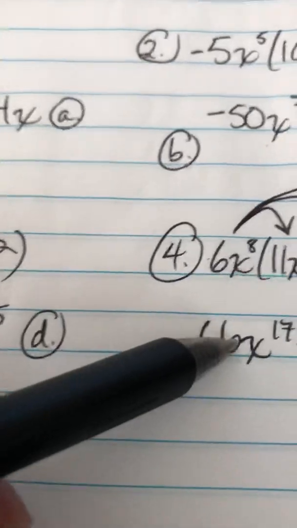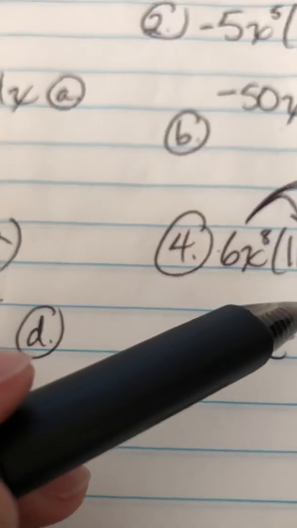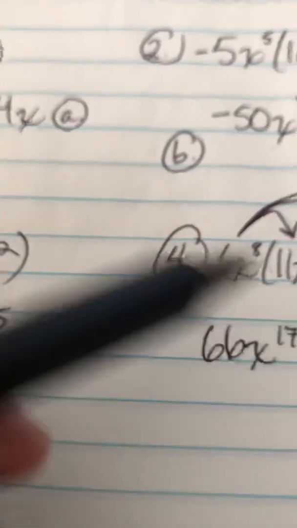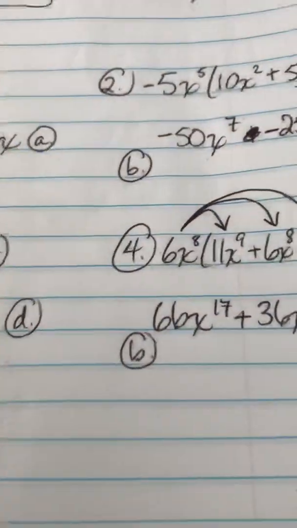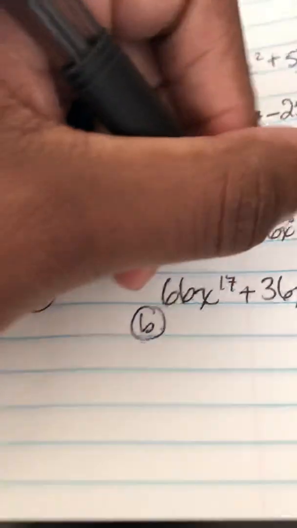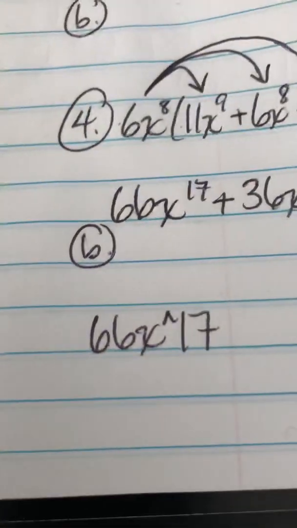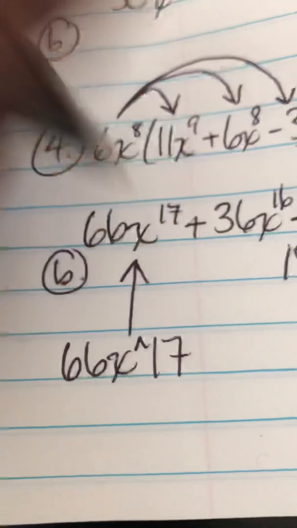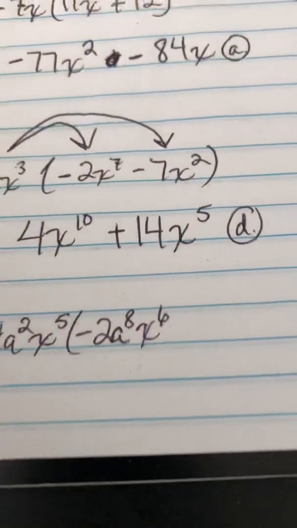Number 4, that looks like 17, 16, 8, 17, 16. That is B. That is B. And remember that little arrow, right? The little arrow means when it looks like this, 66x, then that little arrow, and then 17 on the computer, that is the same thing as that. Okay? Same thing as that. All right? Okay, perfect.